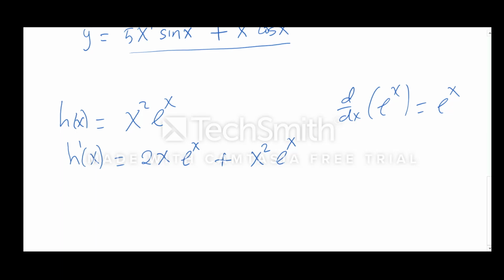Are there any like terms here? Yes, e to the power of x is common, so I can factorize it out. Taking e to the power of x out, you are left with 2x plus x squared. That will be the answer, but you can as well keep it as it was.